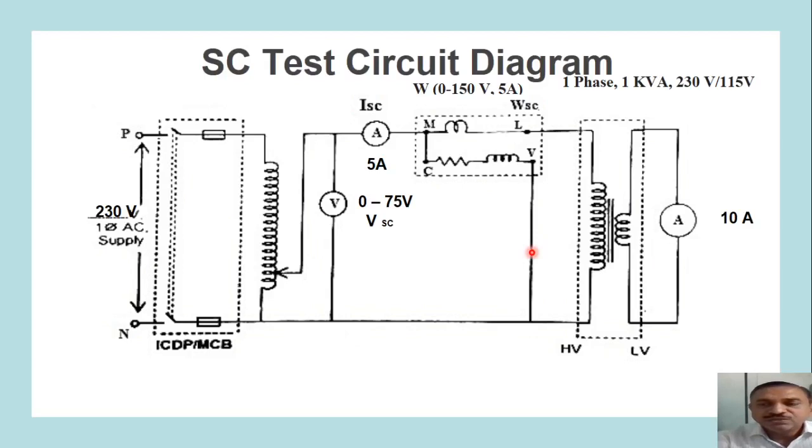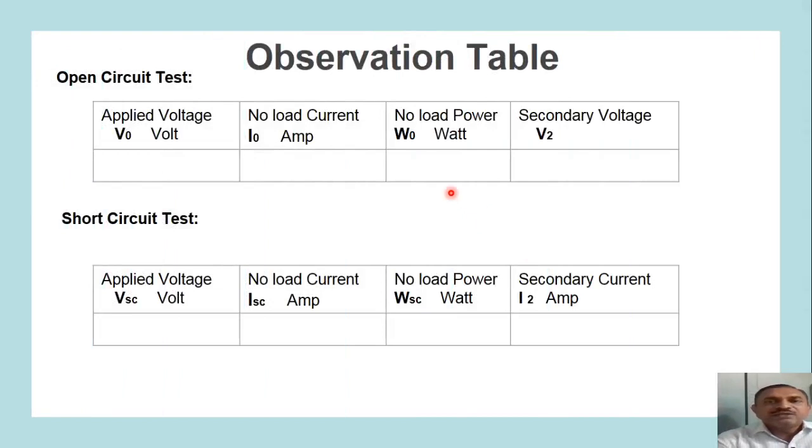Once these two tests are done and their readings noted, you have to write those readings in the observation table. For the open circuit test, the voltmeter reading will be called V0, the ammeter reading will be called I0 in ampere, the no load power will be called W0, and the secondary voltage will be V2 in volt unit. For the short circuit test, whatever voltage is required to circulate the rated current will be called VSC. So put its value here.